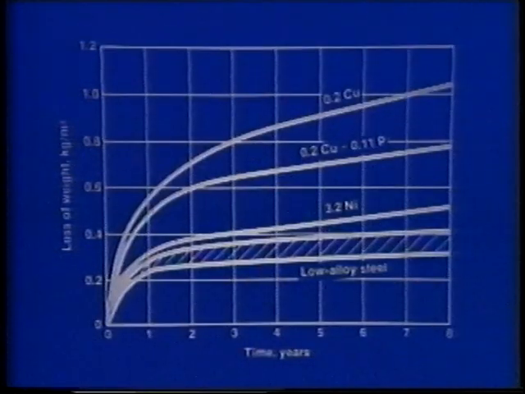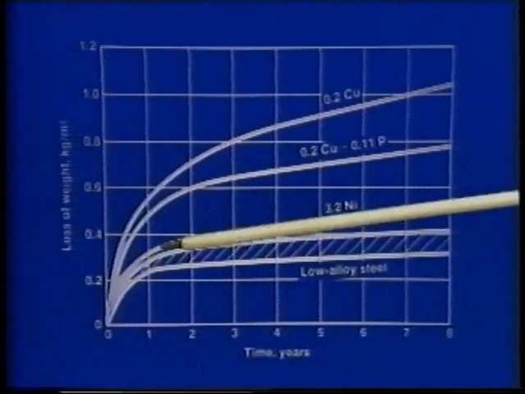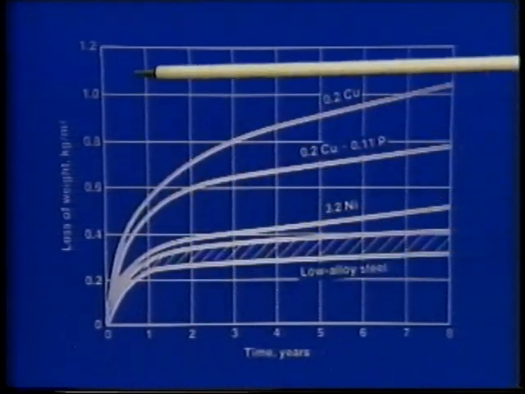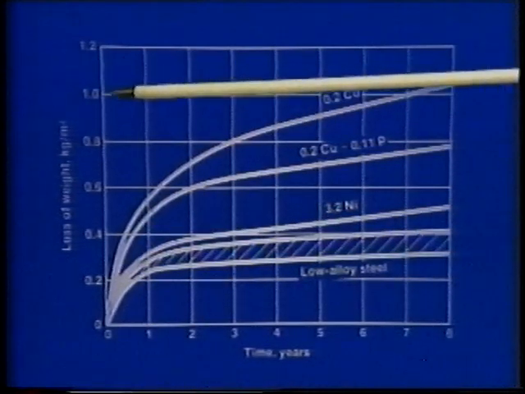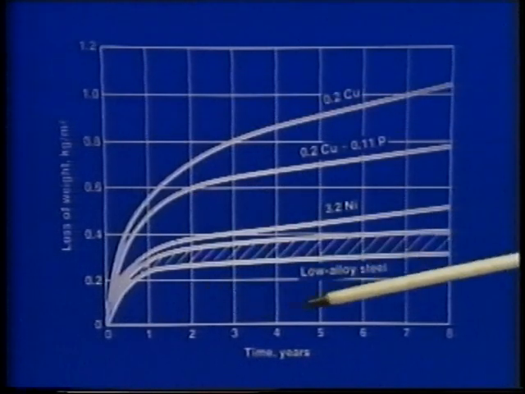Let's look at the corrosion behavior of some steel specimens in atmospheric corrosion. And what we're looking at here is the corrosion rate increasing on this scale as a function of time in years.